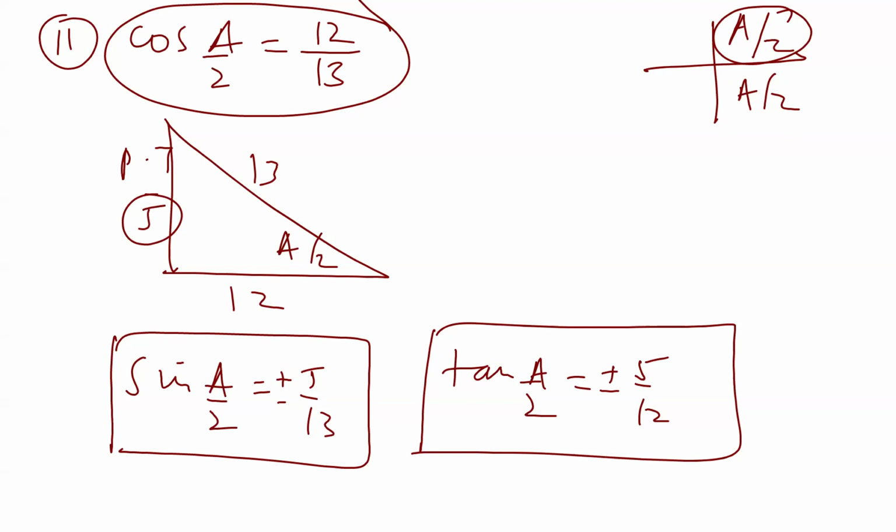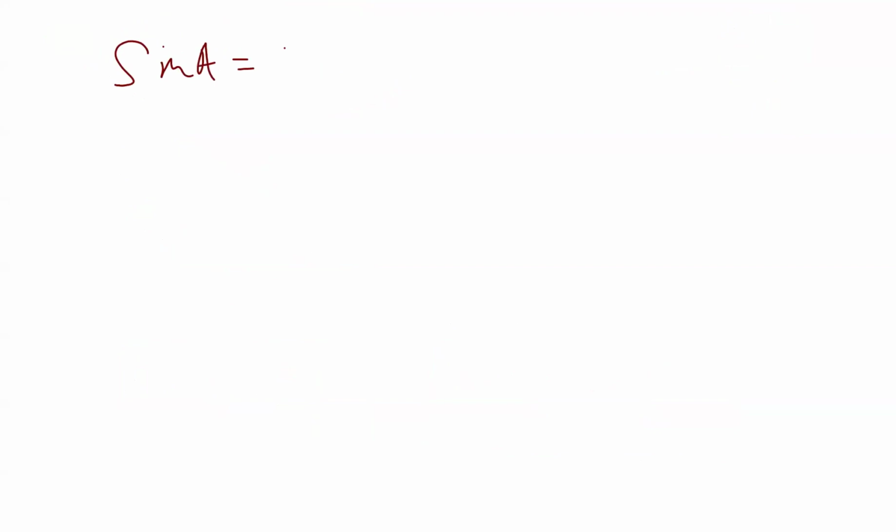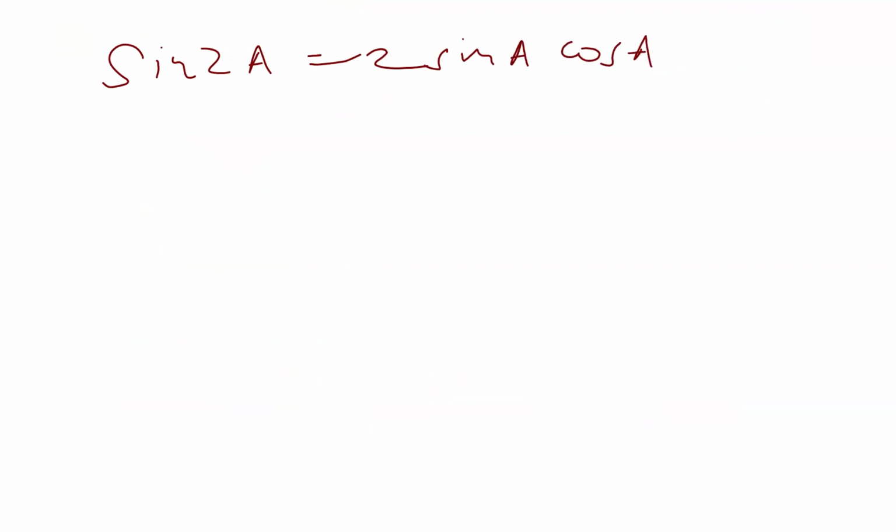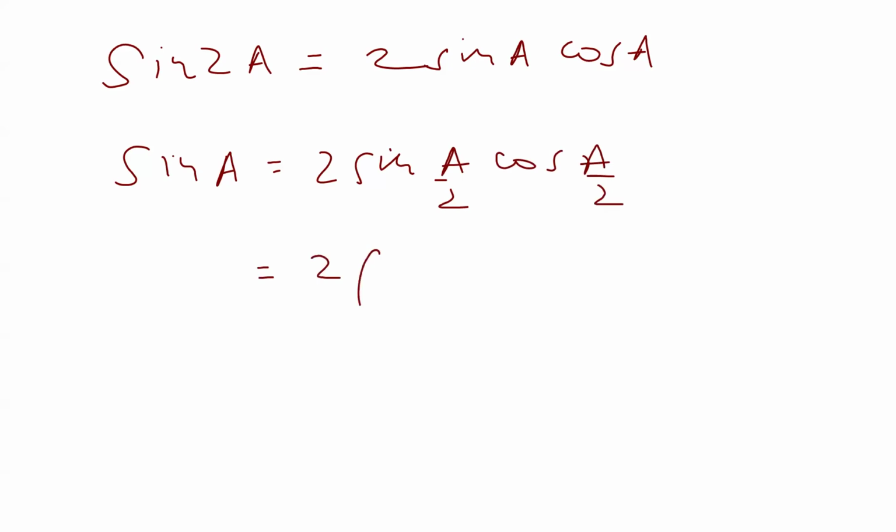Now let us solve for the values. They are asking sin A. Sin A is equal to 2 sin A by 2 cos A by 2. I've used the half angle formula for sin 2A. I'll write that formula if you are confused. Sin 2A is equal to 2 sin A cos A. This is the formula. But we are not interested in 2A, we require A, so the half of A will be A by 2. So we have the values sin A by 2 is plus minus 5 by 13.